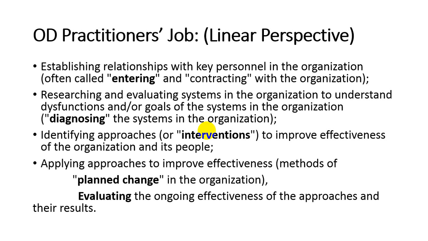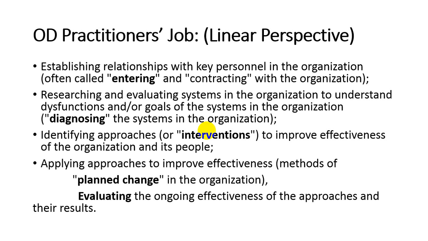Since we discussed that under this approach, the first thing is that we have to establish relationship between the employees within the organization, and the second stage is that we have to conduct the research, and then after that we have to analyze it and evaluate it. The third one is that we have to identify or intervene this system for the purpose of effectiveness of the organization. And the next step is that apply approaches to improve effectiveness.